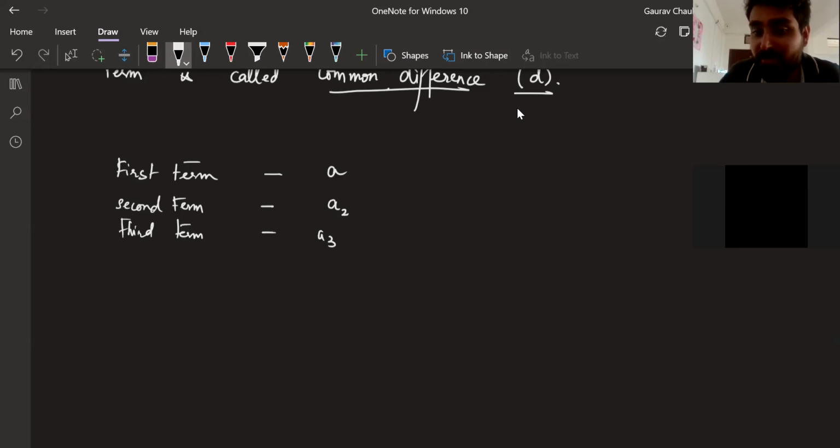Why am I doing this? Because what's important is the nth term. This is something we will talk about a lot going forward, probably today or tomorrow. And it's A and down we'll write N.